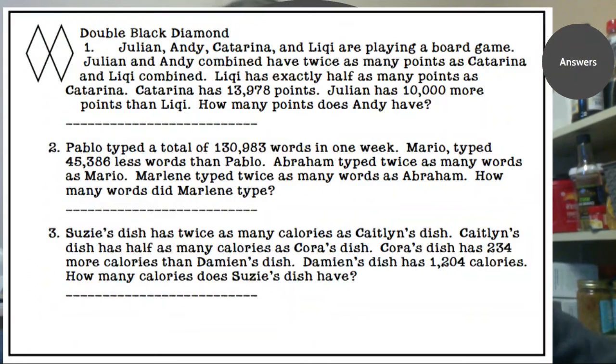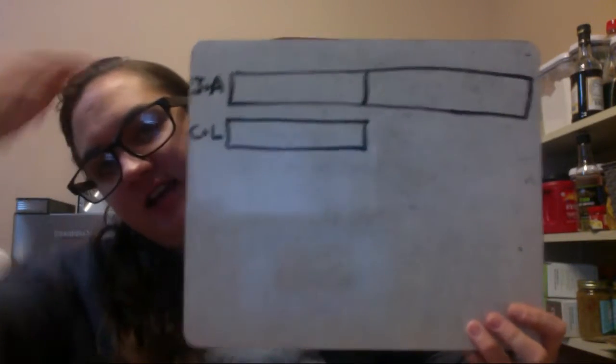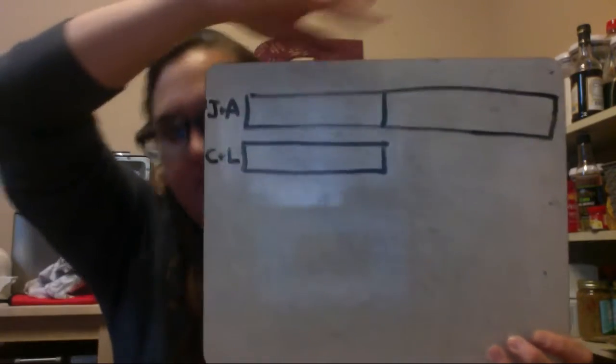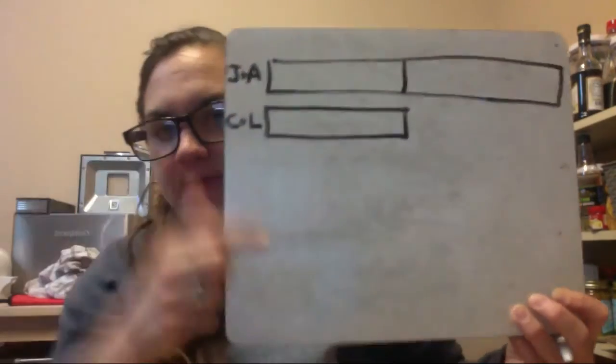So the first thing I notice is that they're playing a board game. I could probably cross off that first sentence, by the way. Julian and Andy combined have twice as many points as Katerina and Leaky combined. I'm going to draw that in my bar diagram now. So here you see I have Julian and Andy. They have a big box that's twice as big as Katerina and Leaky.